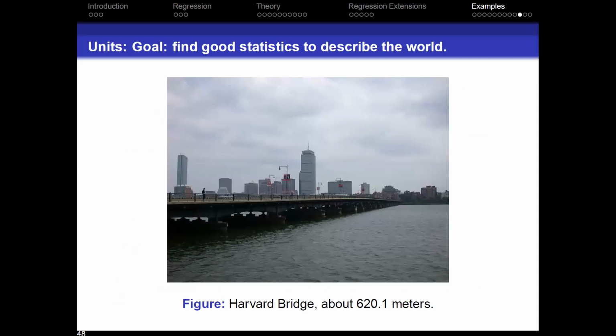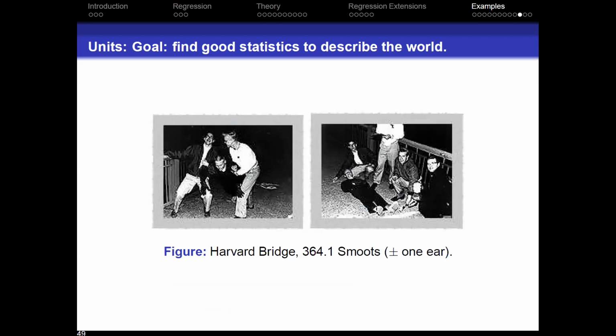All right. This is one of the bridges in the greater Boston area. It's about 620.1 meters, but there is another unit for it. Does anybody know the other unit for this bridge? It is 364.1 smoots plus or minus an ear.